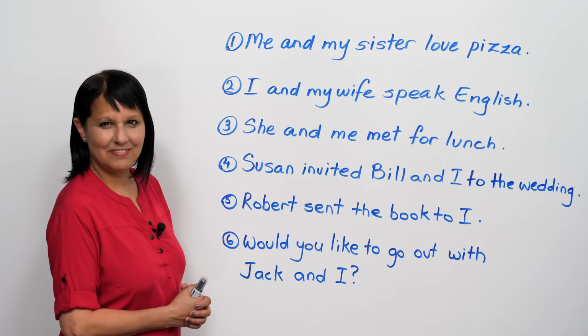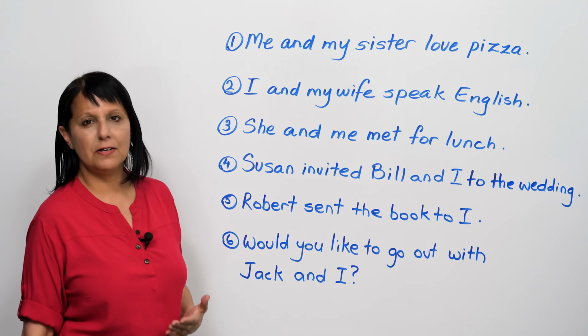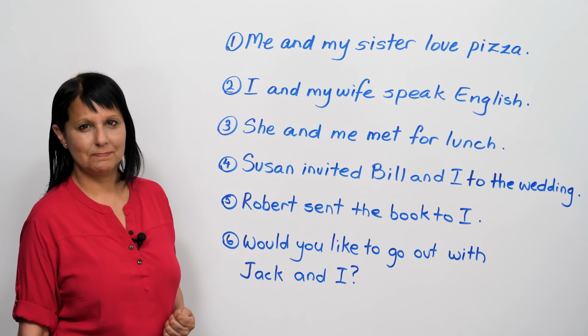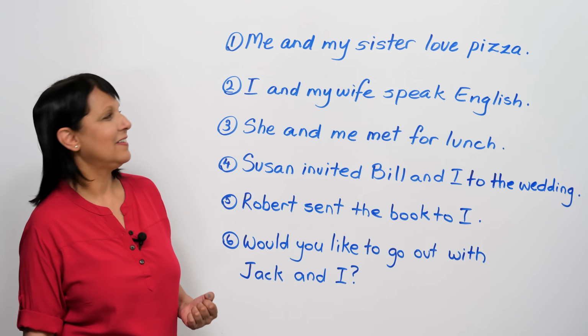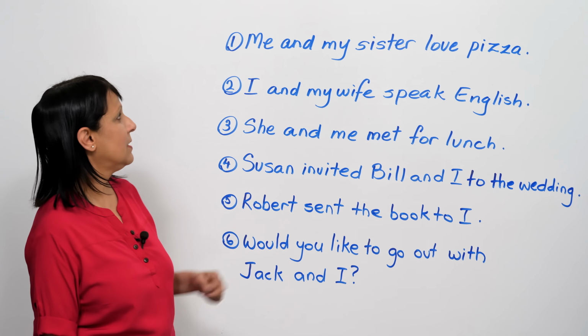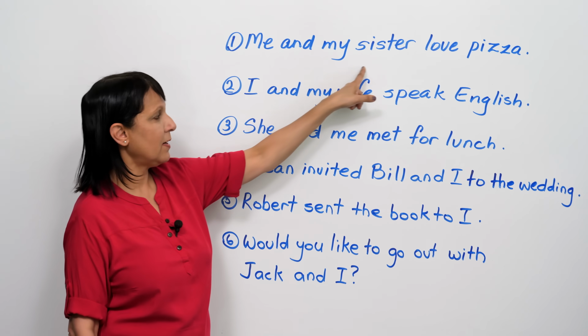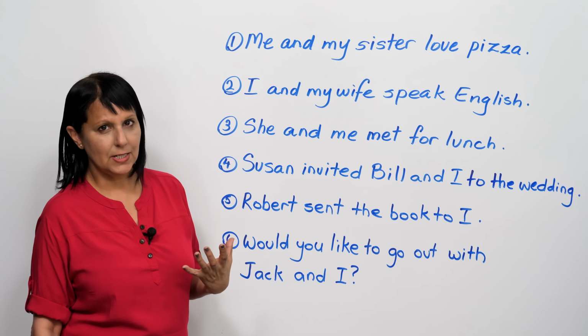So let's get started. Ready? Number 1. Me and my sister love pizza. Is that correct? I hope you said no. There are actually 2 mistakes here. Can you find them? So the mistake is in this part, me and my sister. So what should it be?